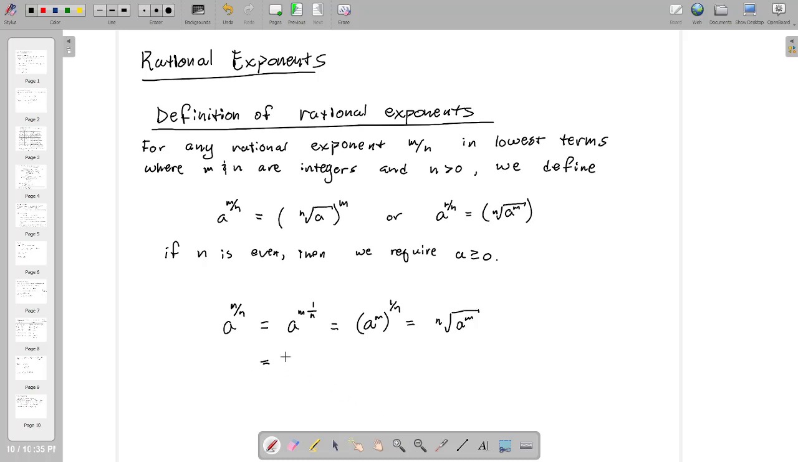Or we can write it as a to the 1 over n, to the n times m, equal to a to the 1 over n to the mth power, which is equal to the mth power of the nth root of a.